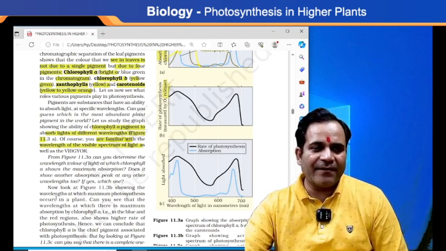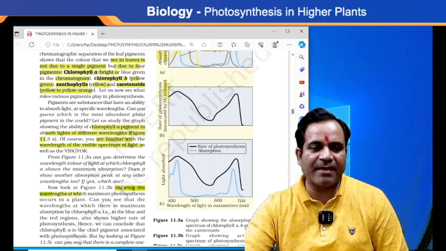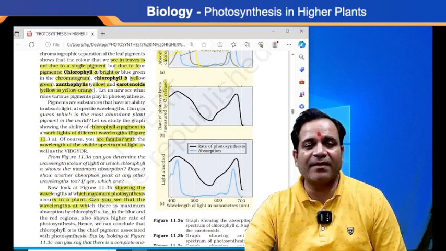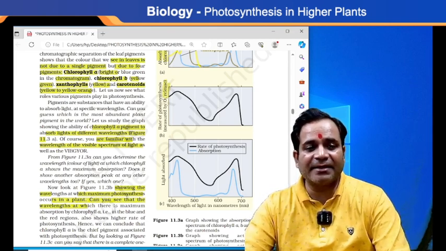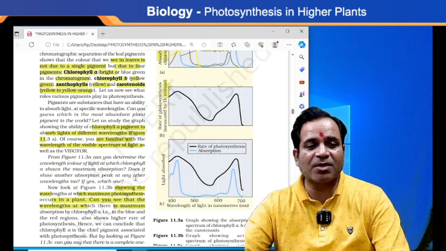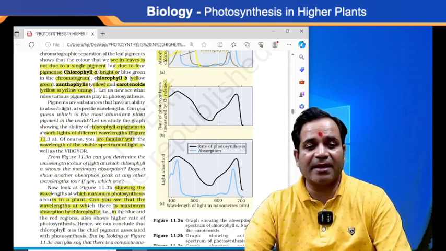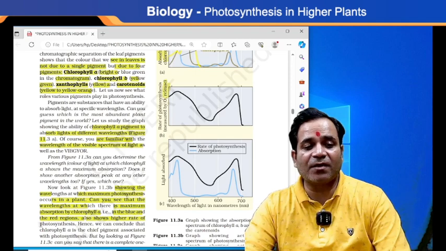Now, the wavelength at which maximum photosynthesis occurs in plants, my dear. So it shows the wavelength at which maximum photosynthesis occurs. Can you see that at these wavelengths there is maximum absorption by chlorophyll A, in the blue and the red region, and they also show a higher rate of photosynthesis, my dear.